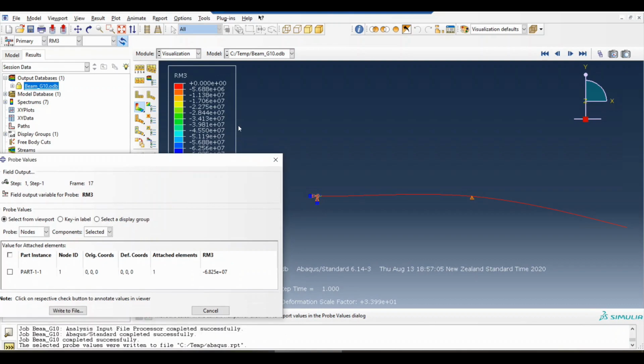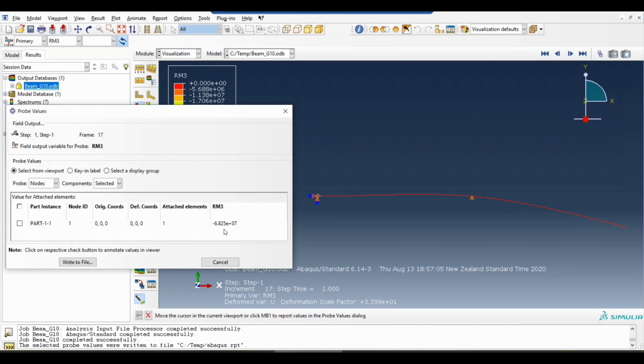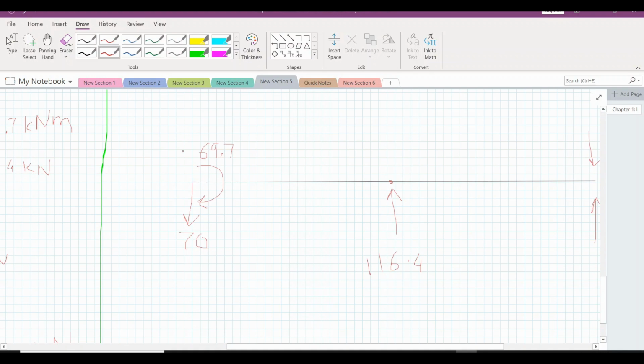Now this is equal to 6.825 times 10 to the power 7. Now this is in Newton millimeters. When you convert that to kilonewton meters, we have to divide this by 10 to the power 6. So this equals minus 68.25. Now let's look at our solution, which is around 69.7. Now that is close enough.